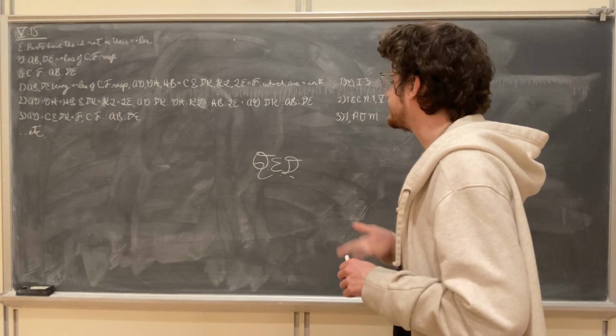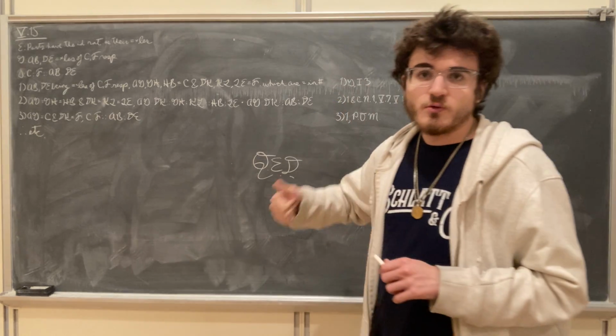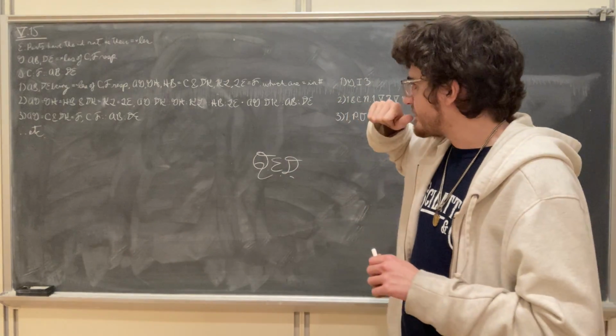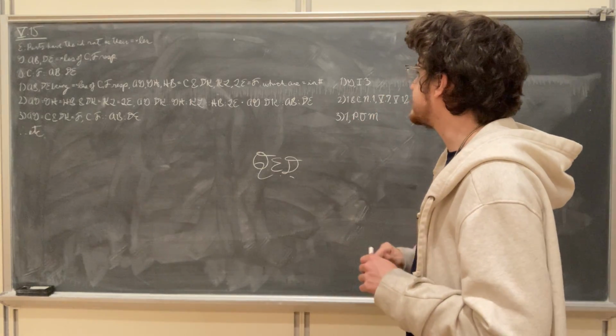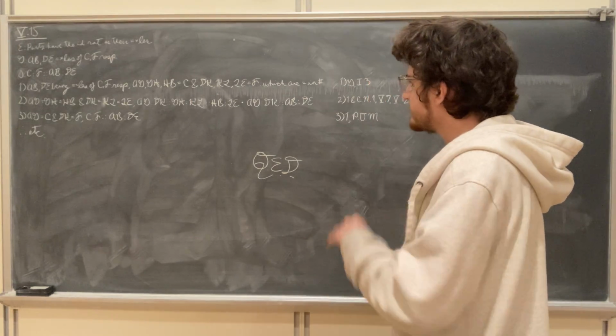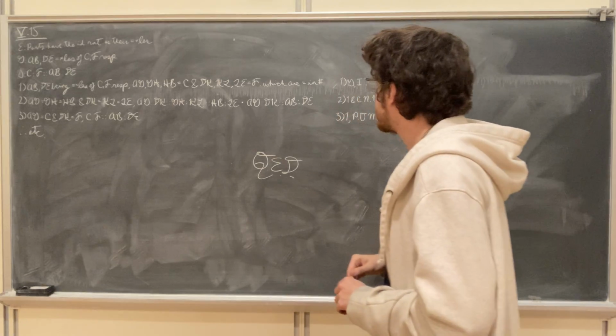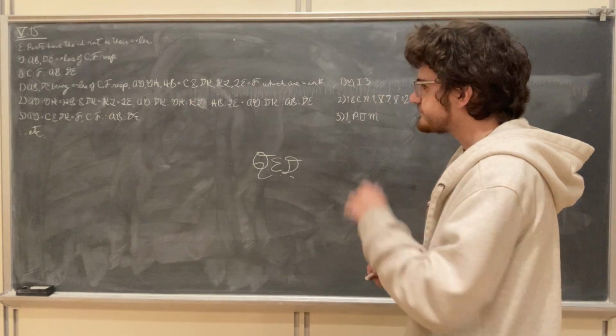And so AG is going to have to DK the same ratio that AB, which is AG plus GH plus HB, is going to have to DE, which is DK plus KL plus LE, right? So AG is going to be to DK just as AB is to DE.